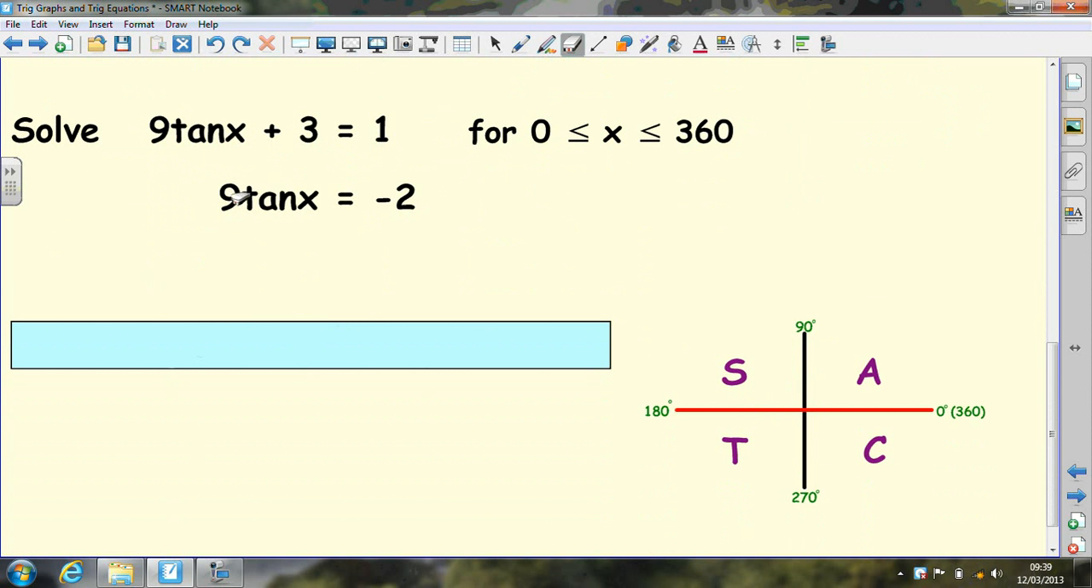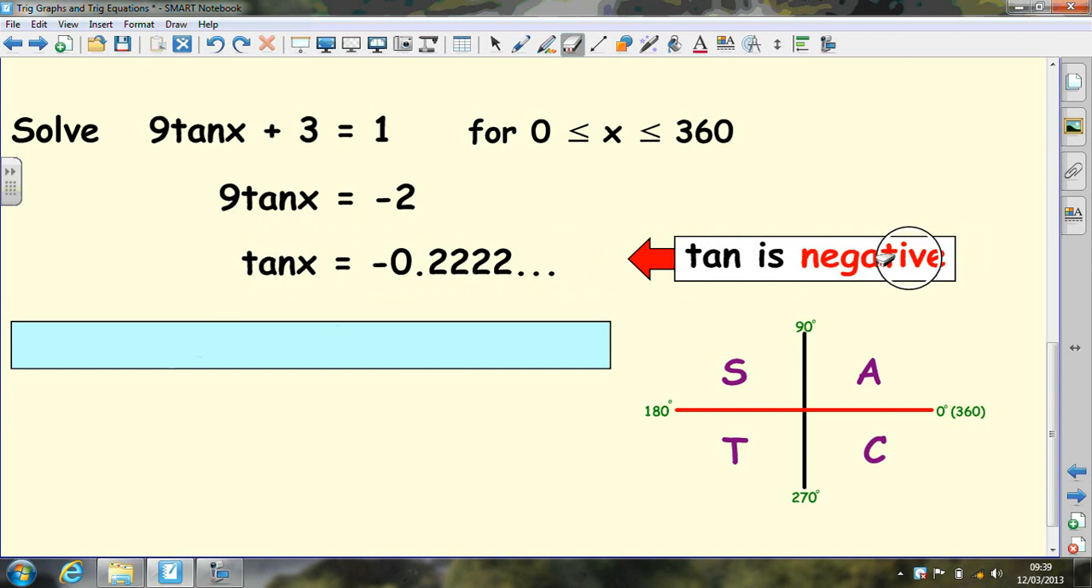Then we have to divide both sides by 9 to leave us with tan x, so that would be negative 2 divided by 9, which gives you this negative 0.22222. And at this point we can see that the tan of x is equal to a negative value, so we write that down to help us with our all sine tan cos.